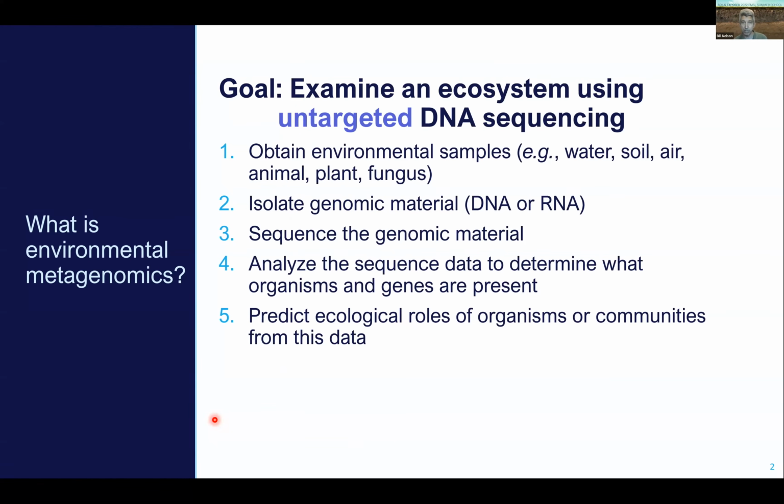You obtain your samples from the environment, be it water, soil, like we're focusing on this week, air, associated with animals or plants or fungi. And then you isolate the genomic material, which is usually DNA. But if you happen to be interested in studying RNA viruses, maybe you're isolating RNA from that sample. Once you have your genomic material, you're going to run it through a sequencing platform. And there's a number of them available that we'll talk a little bit about later. And then you analyze that sequence data to determine the organisms and genes that are present in your samples. And then from that information, you try to predict ecological roles of those organisms or communities from that data.